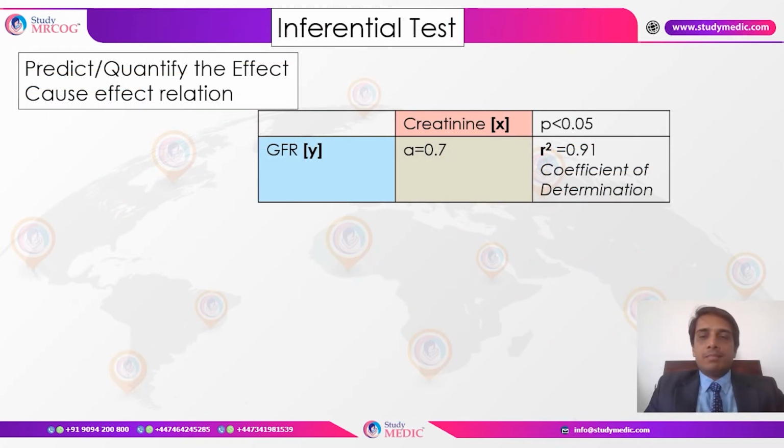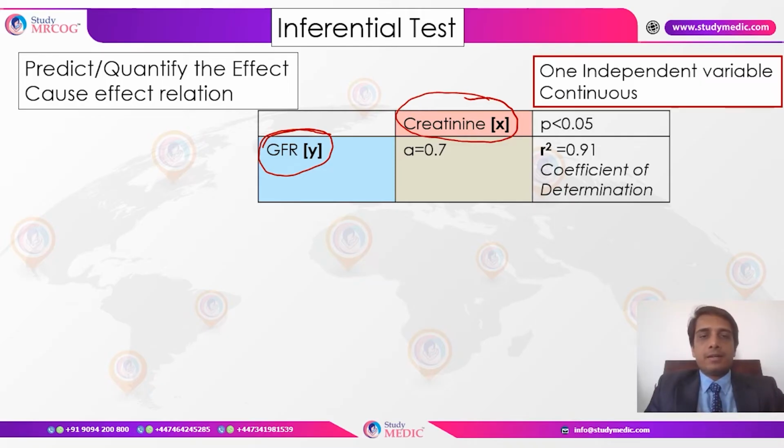Another example we will see here, going ahead. Now, if you want to find out or predict GFR in ml per minute using creatinine value in milligrams per deciliter. Now GFR present here is a continuous variable, and creatinine is also a continuous variable.